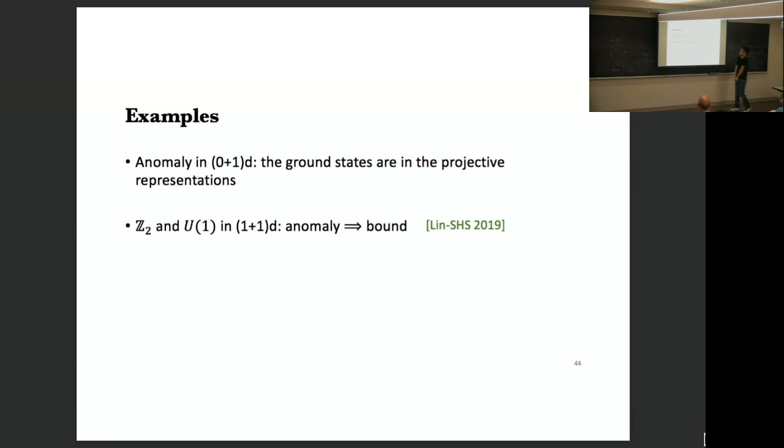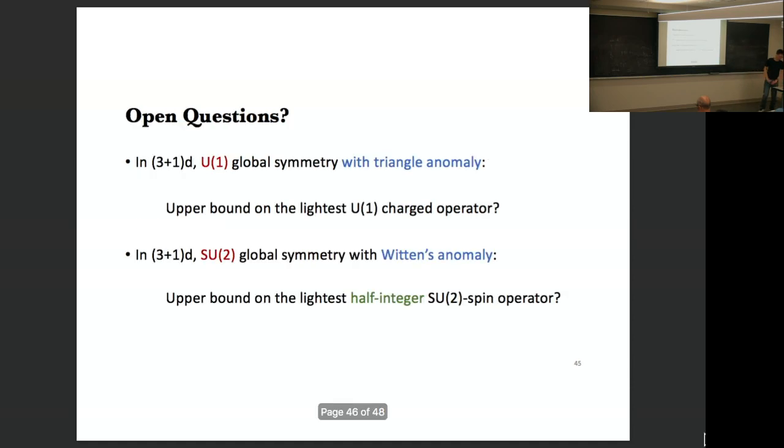For example, if you just have anomalies in 0+1D of some finite group, then that means your Hilbert space is in a projective representation of that finite group. But then already the ground states are in the projective representation, so you should be able to get charged states. In 1+1D, for the Z2 and the U(1) case, that's what we just discussed. So there is some supporting evidence.